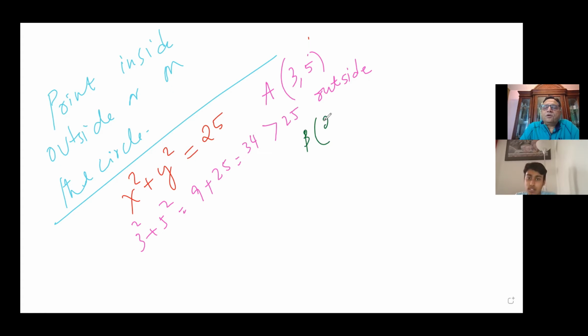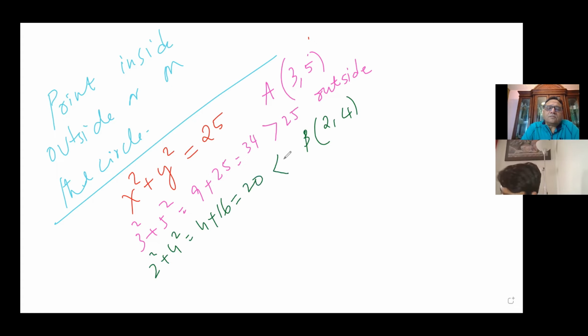Correct. So how about 2 and 4? 2 and 4. 4 plus 16.